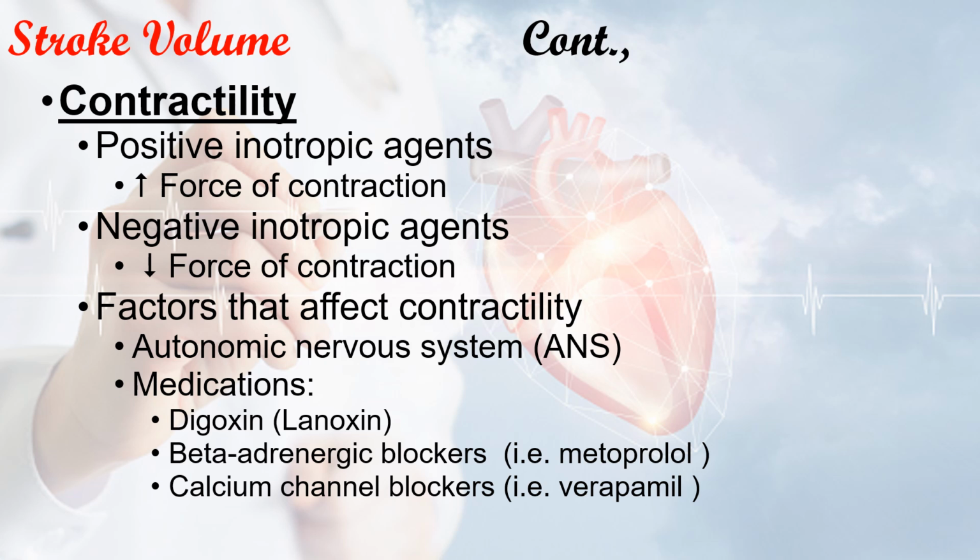Then what are the factors that affect contractility? First of all, the autonomic nervous system. Then medications like digoxin, beta adrenergic blockers and calcium channel blockers. So these drugs, beta blockers and calcium channel blockers especially, are in the antihypertensive category. They will reduce the contractility of the ventricles.